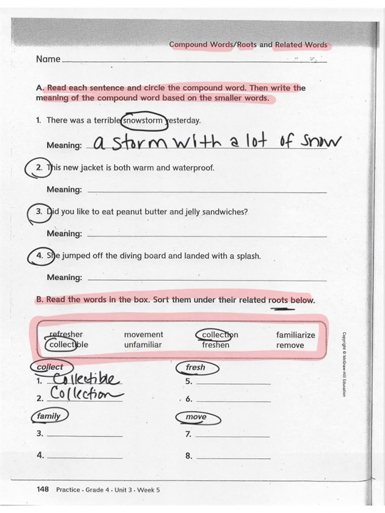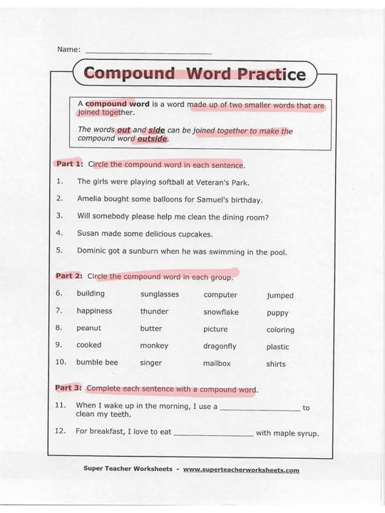And continuing with compound words, boys and girls, let's focus here on what our information box says. It says a compound word is made up of two smaller words that are joined together. For example, if you have the word out and the word side, if you put them together, it combines to make outside. Part 1 says circle the compound word in each sentence. Part 2 says circle the compound word in each group. And part 3 says complete each sentence with a compound word.